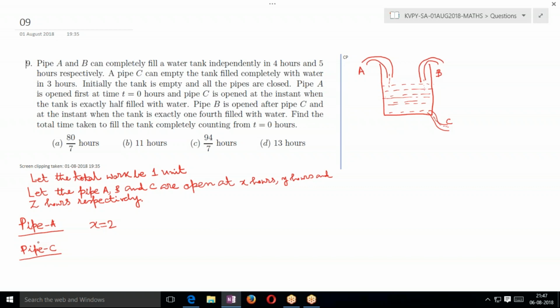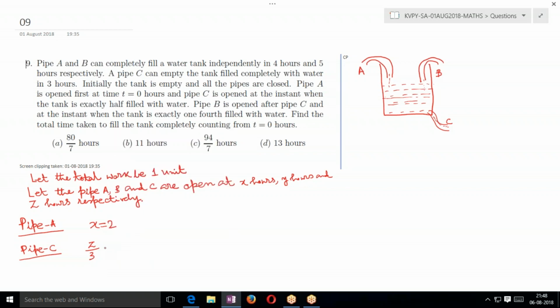After that, pipe B is open after pipe C, at the time when the tank is 1/3 filled with water. As it is 1/3 filled with water, that means it is emptied by 1/4. And who is emptying it? It is emptied by pipe C. So pipe C works for Z hours. What we get is Z by 3, that is the amount of water released, as the capacity of releasing water by pipe C is 3.